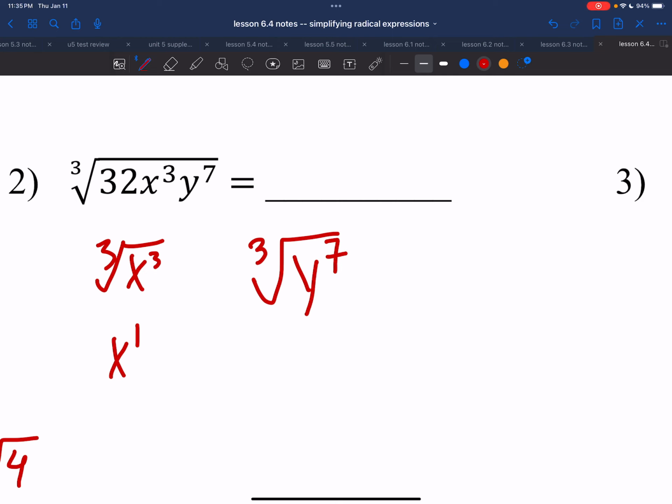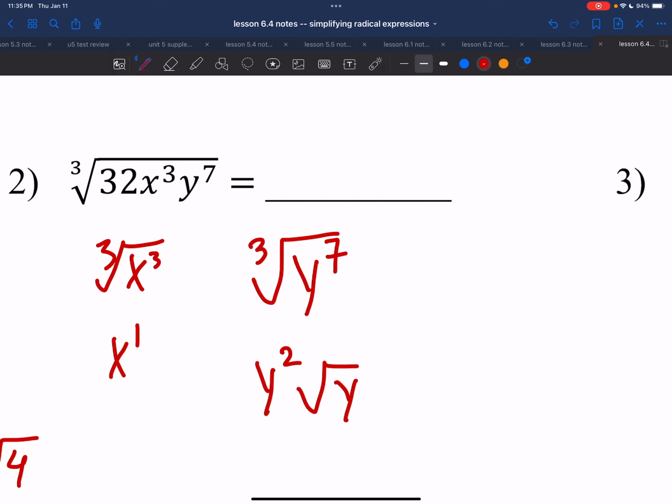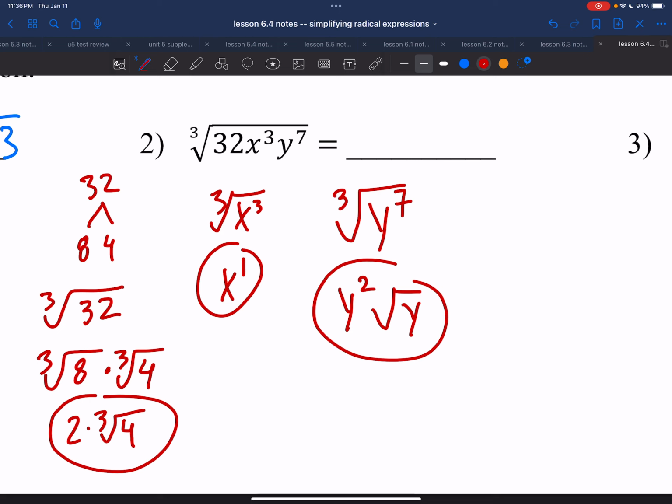If you say cube root of y to the 7th, how many times does 3 go into 7? Twice. So 3 goes into 7 twice, but then there's a remainder of 1, right? 3 times 2 plus 1 is 7. So that's the power out here. And the remainder is what's left inside. It's cube root of y. And so I put all of this together. And keep in mind, all three of these are being multiplied, right? Because I just separated them individually so I could kind of analyze them. 2x and y squared are on the outside. On the inside, by the way, that's cube root.